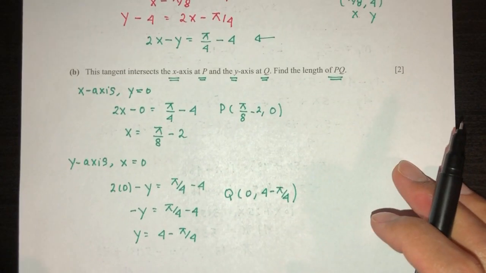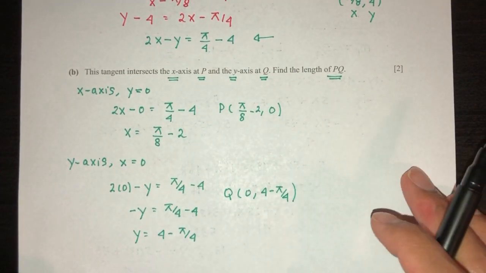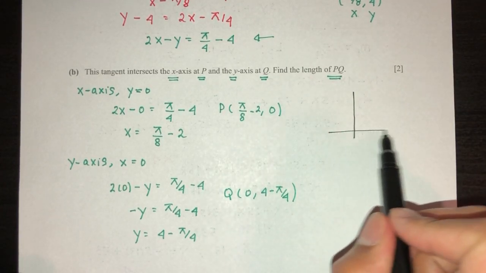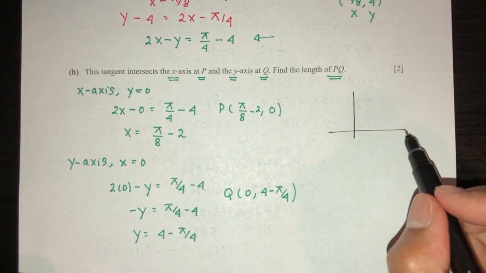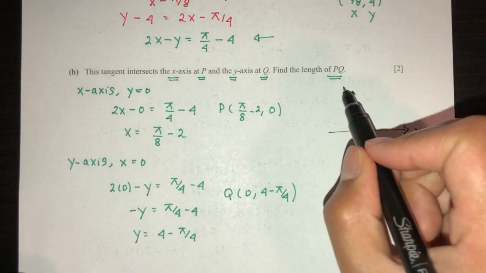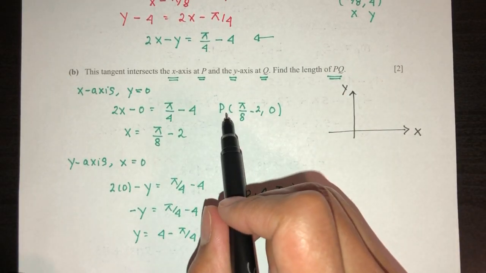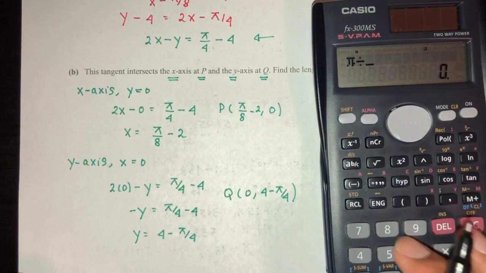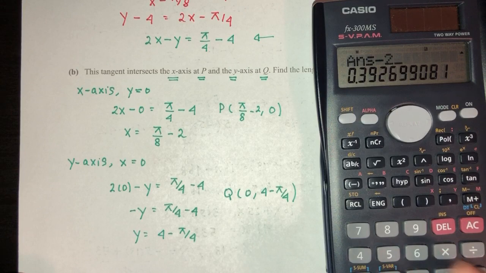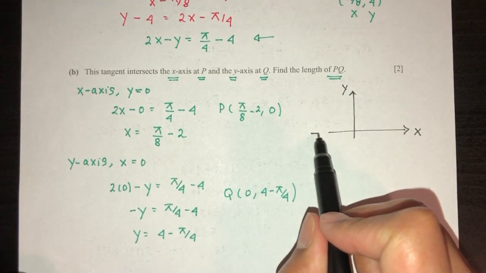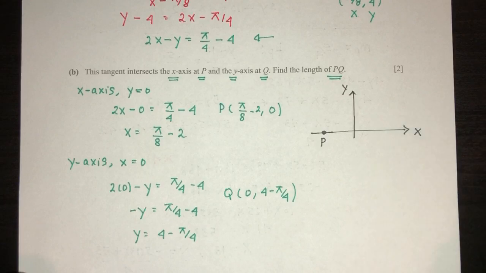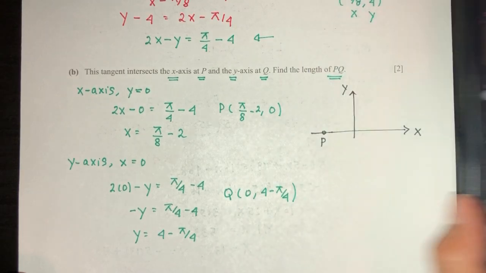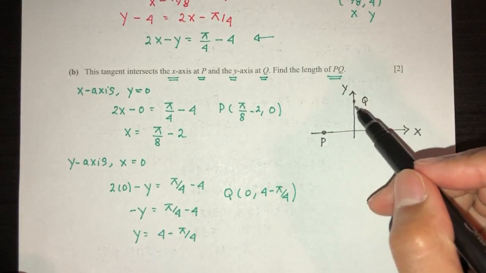Now if you observe, what are we trying to find? The length of PQ. You can just use your formula directly, or you can make a drawing and see what you can use. Okay, so basically here we have your x and your y. The point P will be on the x-axis, right here. So let's check if that is positive or not. Pi divided by 8 minus 2 will be negative, so it will be on this side. Your point P will be somewhere around here. Now where's the point Q? 4 minus pi by 4 will be somewhere around here. So we have to find the length PQ.